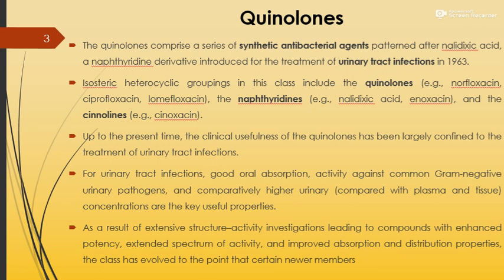Up to the present, the clinical usefulness of the quinolones has been largely confined to the treatment of urinary tract infection. For urinary tract infection, the drug or compound should have the following properties: good oral absorption, common activity against gram-negative urinary pathogens, and comparatively higher urinary concentrations. As a result of extensive structure activity investigation leading to compounds with enhanced potency, extended spectrum of activity, and improved absorption and distribution properties, the class has evolved to the point that certain newer members from this class.